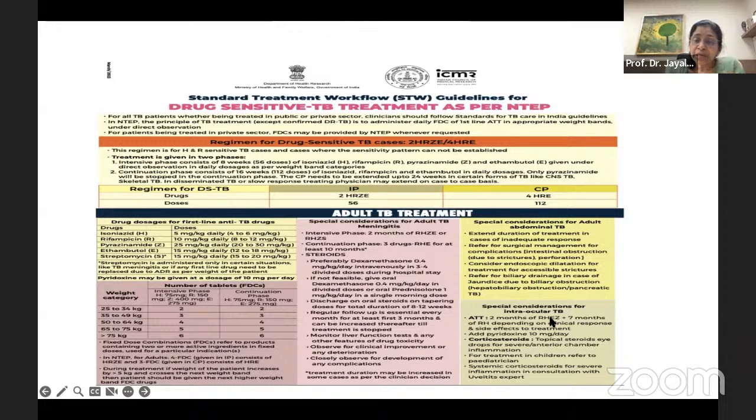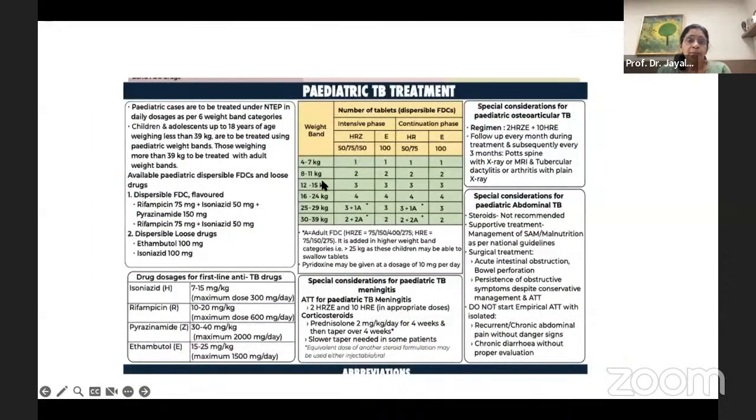Special consideration for intraocular TB is, again, you may give 7 months of continuation phase, and you may need to give corticosteroids. Systemic corticosteroids may be needed for severe inflammation if there is uveitis. So basically, these are the special considerations for the treatment of drug-sensitive tuberculosis in adults.